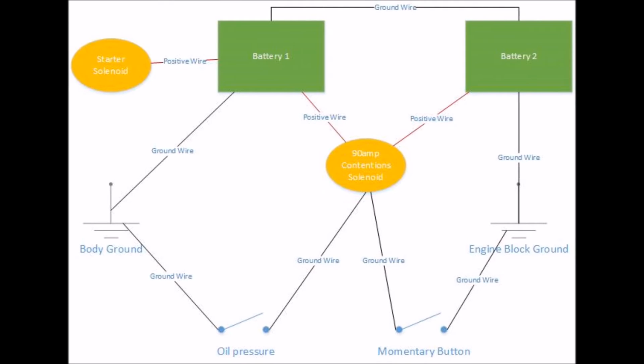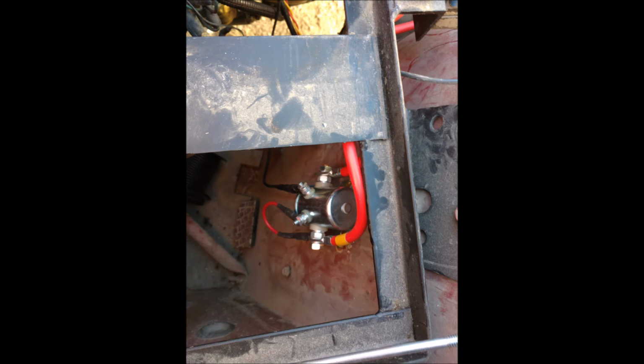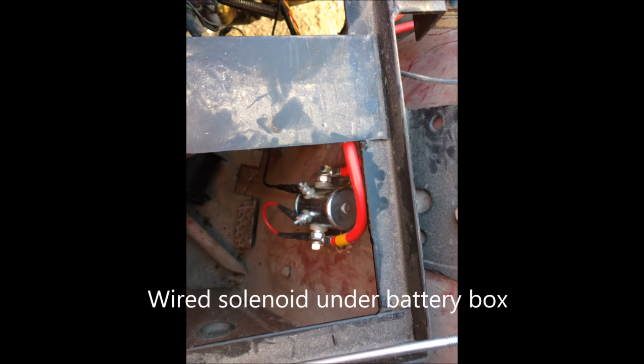And also what's not shown in this diagram is that the solenoid has a positive that loops back from battery two, and the theory for that is if battery one is dead, battery two should not be dead and should have enough to energize that solenoid and still allow me to start the Jeep.